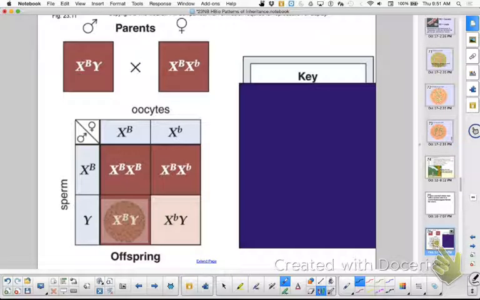Okay, so I want you to hear how questions could be phrased if you ever got a question like this. I could say, what percentage of her children would you predict could be colorblind? 25%. What percentage of her boys? 50% of her boys. Yeah. What percentage could be carriers?